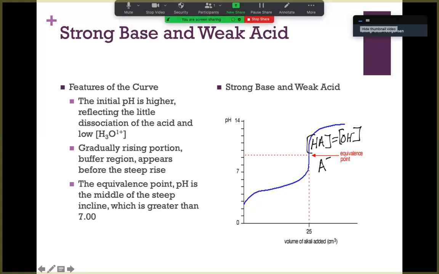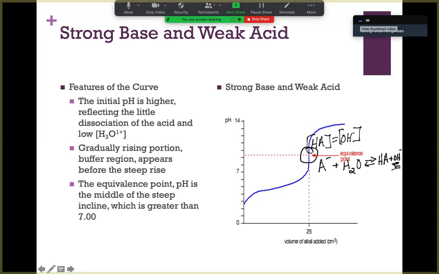If everything floating around is an A minus in the beaker, it could react with some water to form some of that HA again, new HA, if you will, and some new OH minus. And that is why it is the creation of this extra hydroxide. That is why at the equivalence point, our pH is greater than 7.